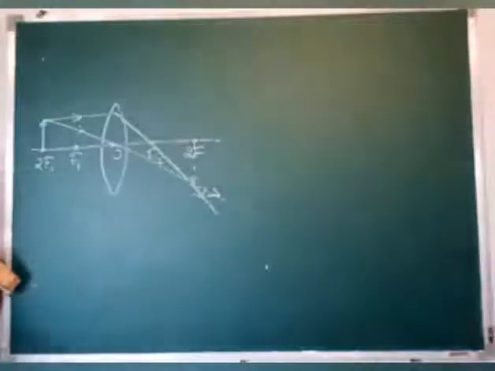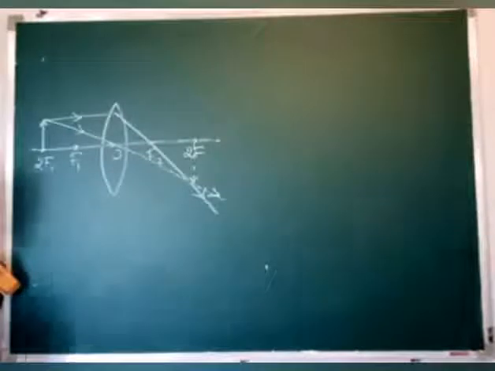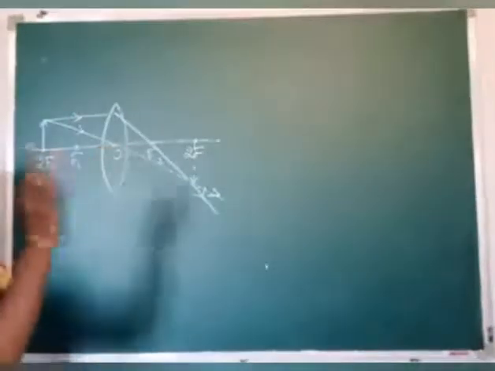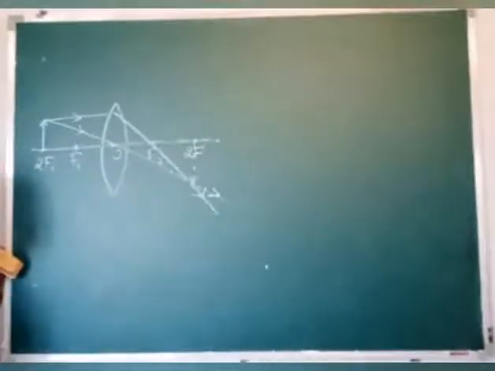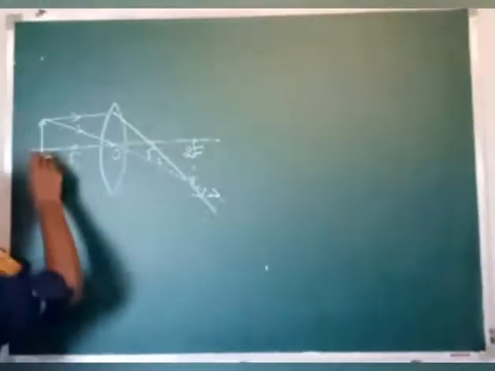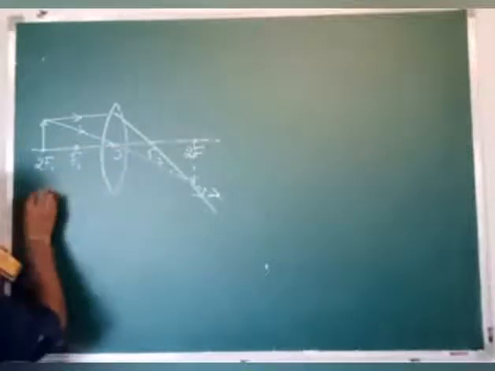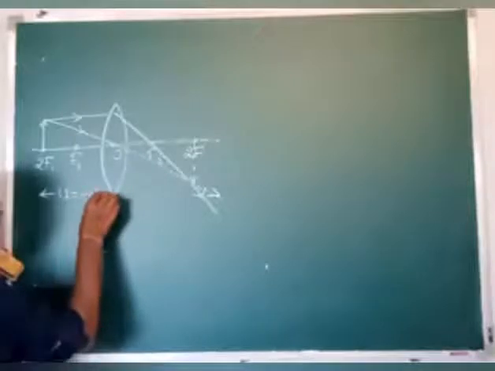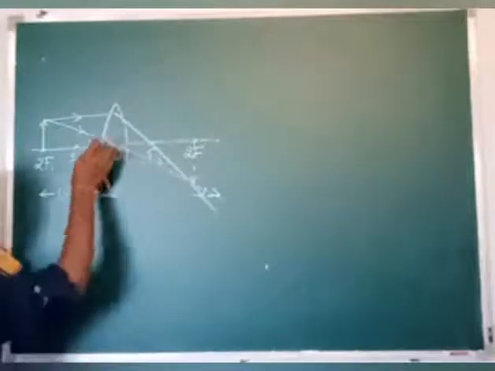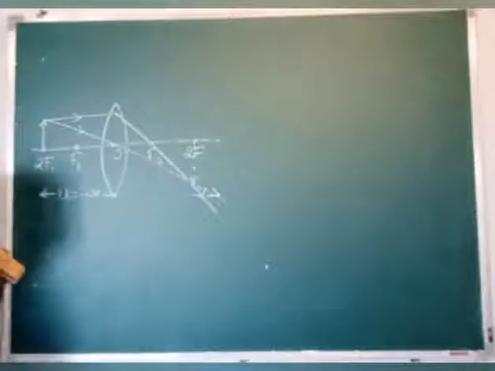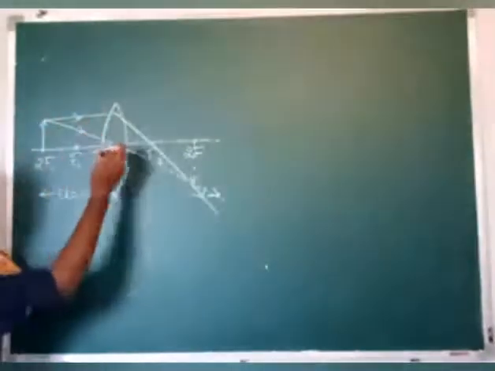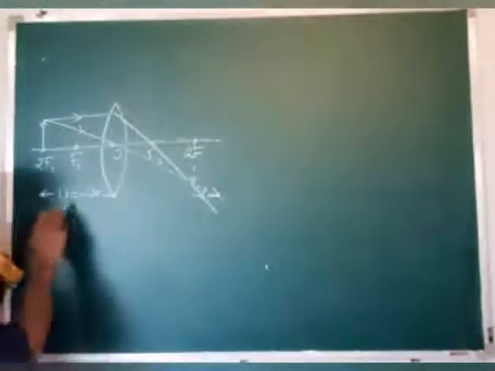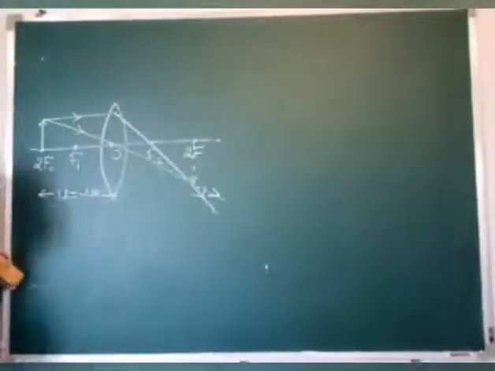Then here we are going to use the sign convention. See here, the distance of the object from the optical center. Always we are going to measure the distances from the optical center. The object distance is taken as negative. Why? Because this distance is measured in the opposite direction of incident light. Incident light is in forward direction, but the distance is measured in backward direction. That is why object distance is always taken as negative.